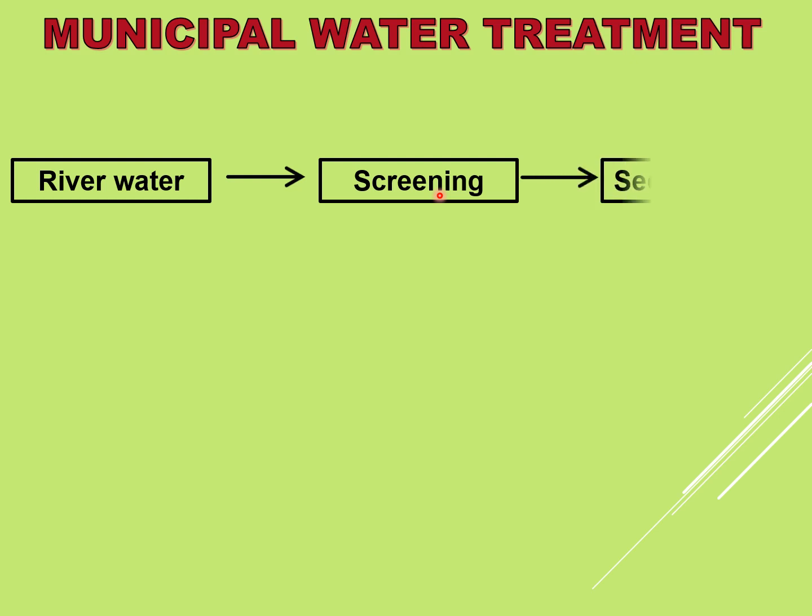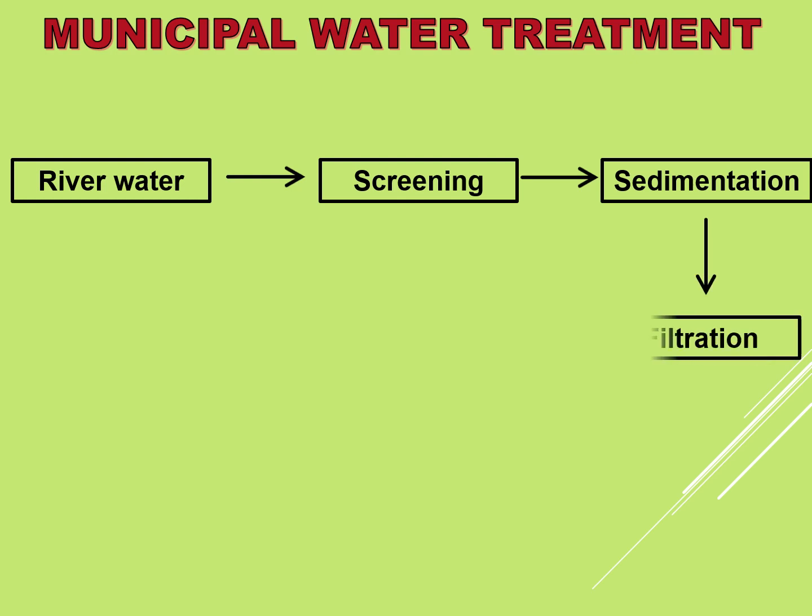Second step is sedimentation. In sedimentation, what happens? The colloidal impurities are removed. You are adding alum to water, you are mixing with alum and you are allowing that to sediment. So along with the alum, all the colloidal impurities will also settle down. Then you can filter it and you can remove all the impurities.